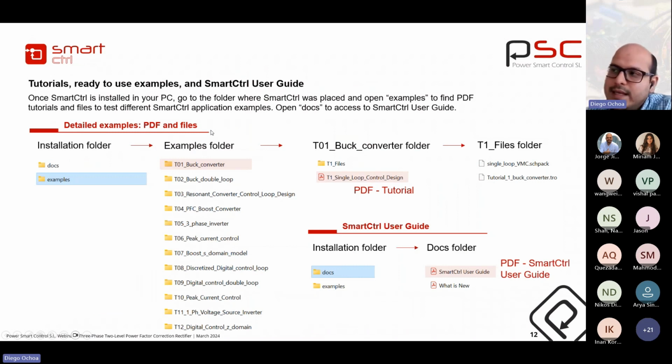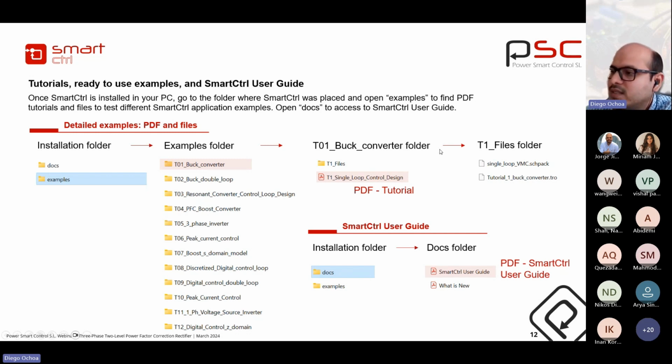So in the installation folder, we can find some tutorials about how to design the control loop in the three options that I mentioned before. The first one is to use a predefined topology. That is the easiest way to design a control loop for the main topologies, most of the topologies. The second one is using the import data from a TXT file. And the third one is using the equation editor.